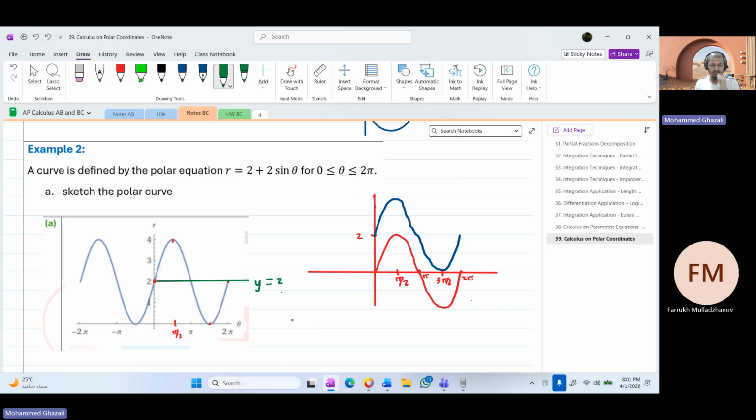Now, I need some important points on the sine graph. What are the important points? Like 30 degrees, sine of 30 is half, isn't it? So you can see this point 3. What would this point here be? Pi by 6. There's another point 3 here. If I put pi by 6, sine of pi by 6 is half, so 2 times half is 1, and 1 plus 2 is 3. There's another point there, which will be 5 pi by 6, sine of 150. Pi by 6, 5 pi by 6.